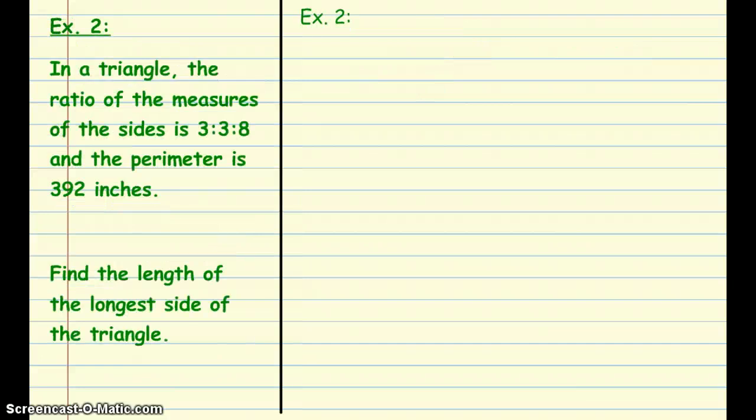So example 2: in a triangle, the ratio of the measures of the sides is 3 to 3 to 8, and the perimeter is 392 inches. We need to find the length of the longest side of the triangle. The first thing I'm going to do is sketch a picture. It's a bad triangle, anyway. Because my ratio is 3 to 3 to 8, I know that my triangle is isosceles. So 3 times some number and 3 times some number gives me those matching sides, and 8 times some number is going to give me the third side.